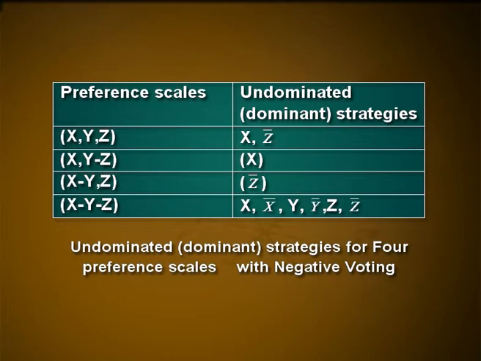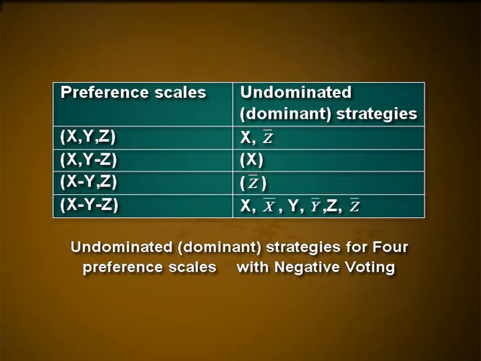In table 3, the undominated strategies of a voter are given for 4 different preference scales. The 4 preference scales given in table 3 include all preference scales indistinguishable except for order. Thus, while the 3 outcomes X, Y and Z can be permuted in 6 different ways, the 5 permutations different from X > Y > Z are indistinguishable except for order. Similarly, there are 2 preference scales indistinguishable from X > Y ~ Z except for order.